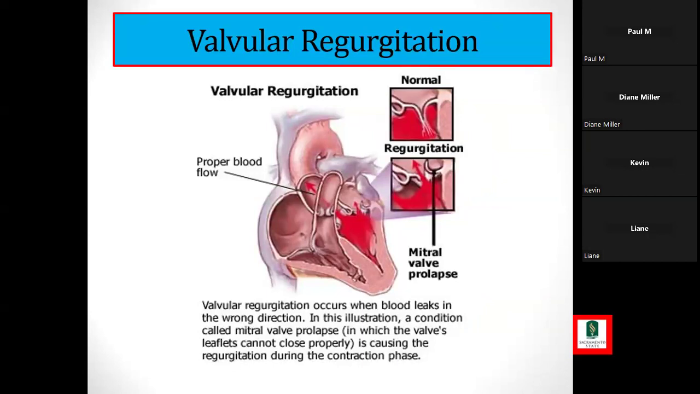Another picture showing, I have better pictures than this. You guys have already seen the better pictures than this.